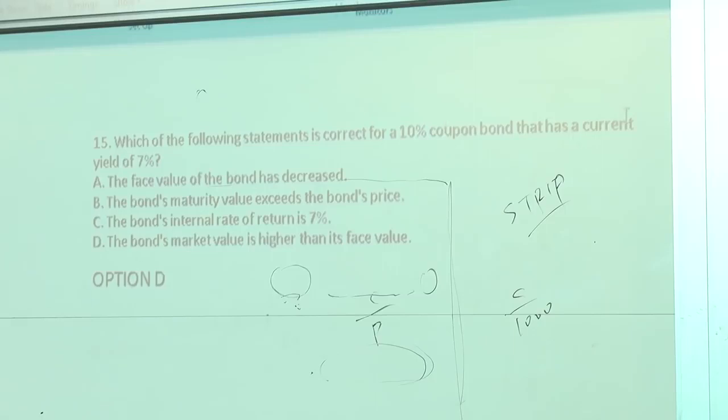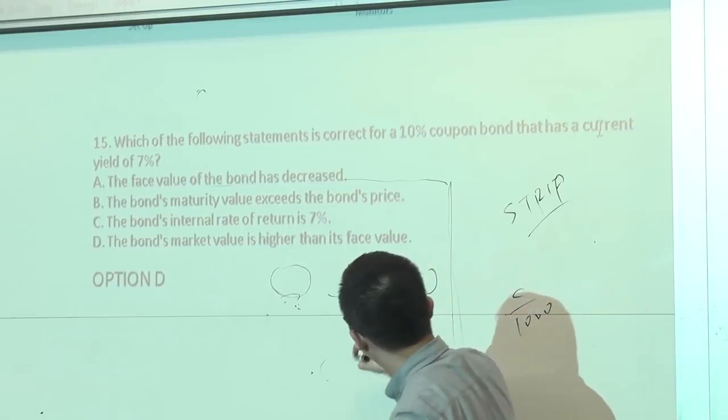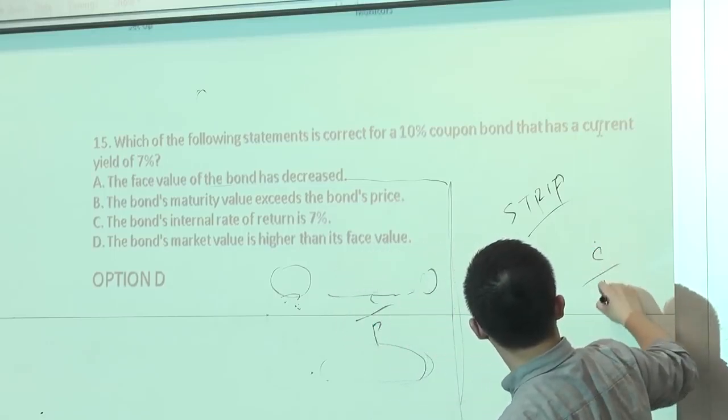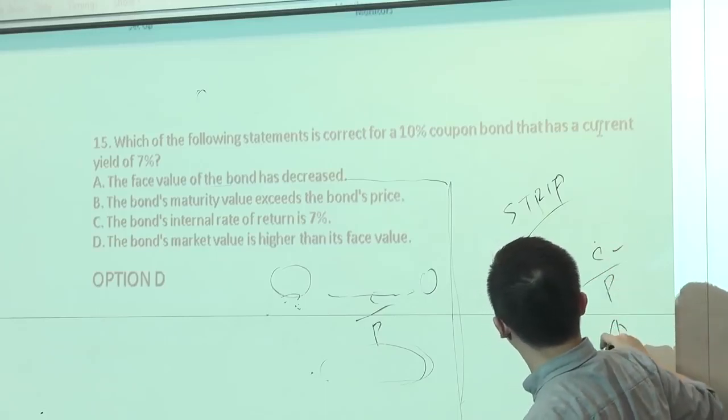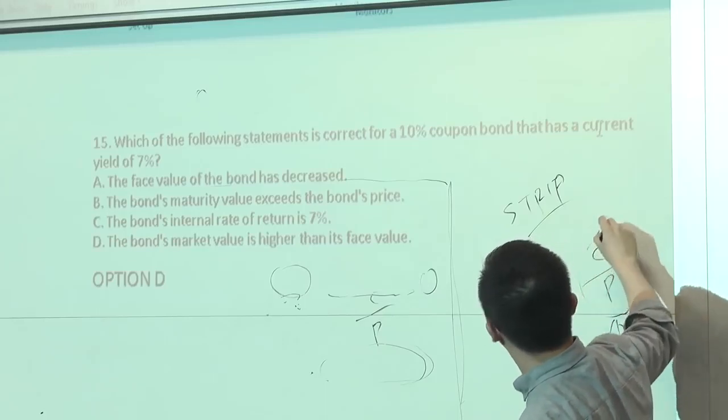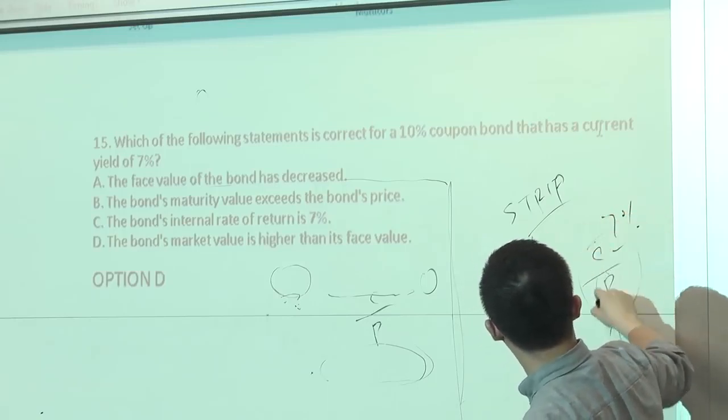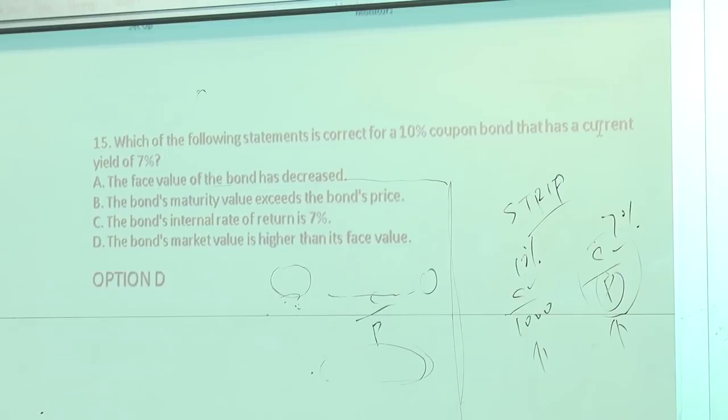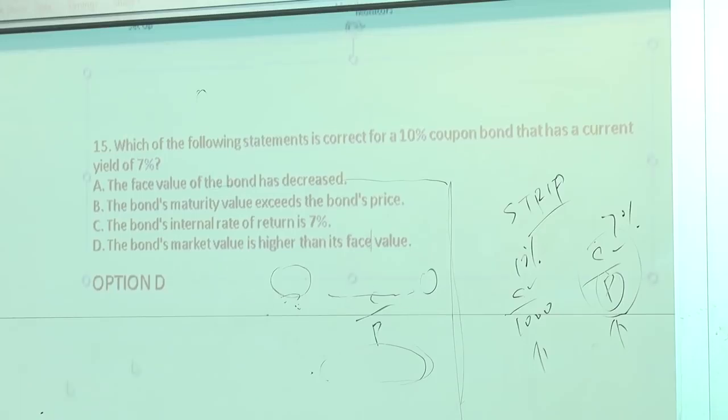Okay. 10% coupon bond and the current yield 7%. So in this case, the current yield is lower than the coupon rate. They have the same numerator, but the current yield is lower. That means it has a higher denominator. So the price is higher than 1,000, right? So price divided into coupon, this is the coupon rate, this is the current yield. It has the same numerator, but this is lower, right? 7%, this is 10%. So that means the price is higher than 1,000. Okay, so market value higher than face value.